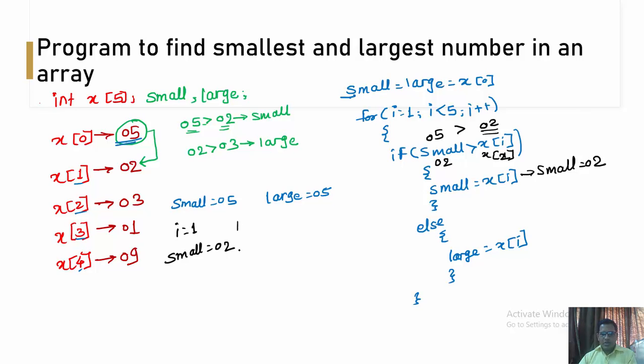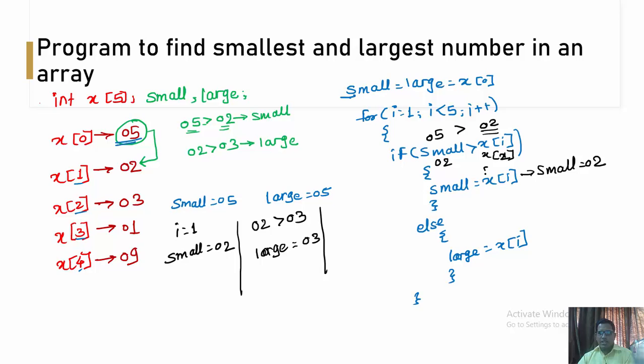Now in the second execution, 02 is compared with 03. Whether this 02 is greater than 03? No, the condition is false, so it will go directly to this. So large is equal to x of 2. And what is the value of x of 2? It's 03. So after the second execution, large is equal to 03, whereas the small value remains as it is, 02. Now it will go to the next execution.